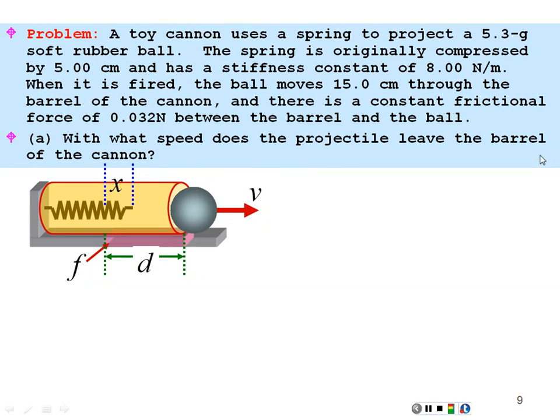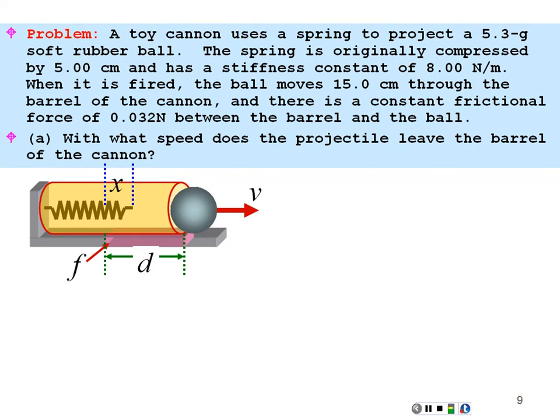A toy cannon uses a spring to project a 5.3 gram soft rubber ball. The spring is originally compressed by 5 centimeters. It has a stiffness constant of 8 newtons per meter. That's our k constant. When it is fired, the ball moves 15 centimeters through the barrel of the cannon, and there's a constant frictional force of 0.032 newtons between the barrel and the ball. With what speed does the projectile leave the barrel of the cannon?